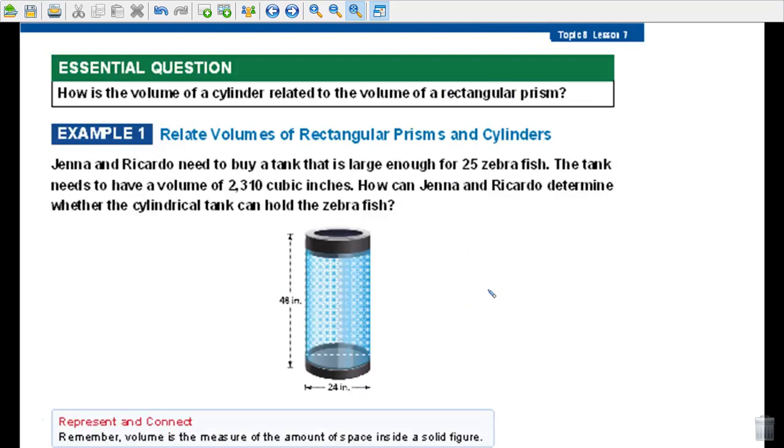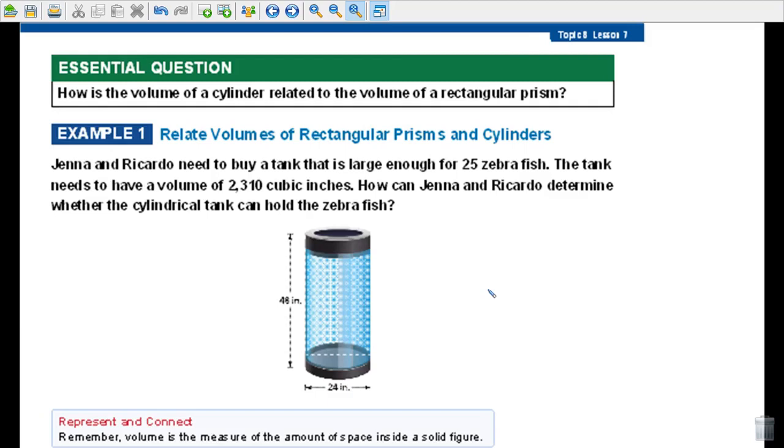All right, example 1. Relate volumes of rectangular prisms and cylinders. Jenna and Ricardo need to buy a tank that is large enough for 25 zebrafish. The tank needs to have a volume of 2,310 cubic inches. How can Jenna and Ricardo determine whether the cylindrical tank can hold the zebrafish? Well, that's a good question, math book.